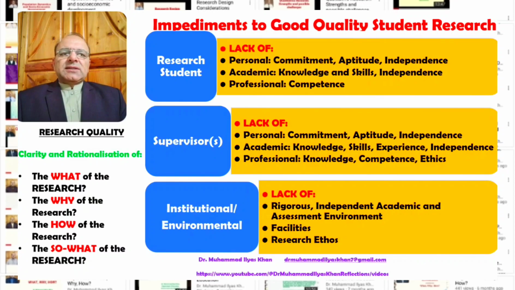Then the second important factor is the supervisor's role in terms of ensuring the quality of research. So if there is a compromise in any of the roles of the supervisors, that will impede the process and outcome of the research process, of the research endeavor. So again, personal commitment and aptitude of the supervisor are very important.